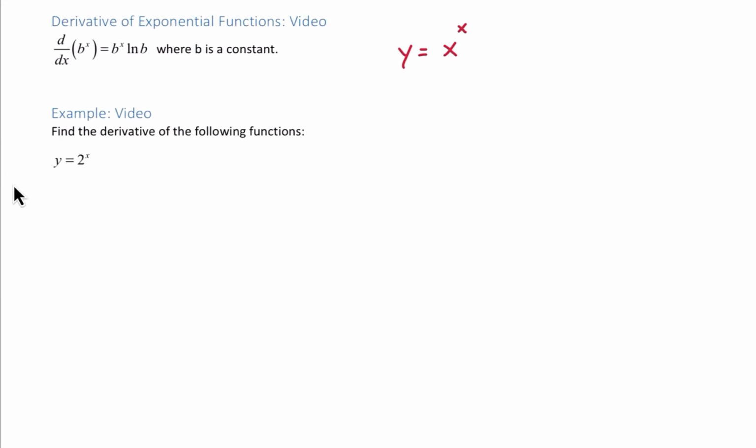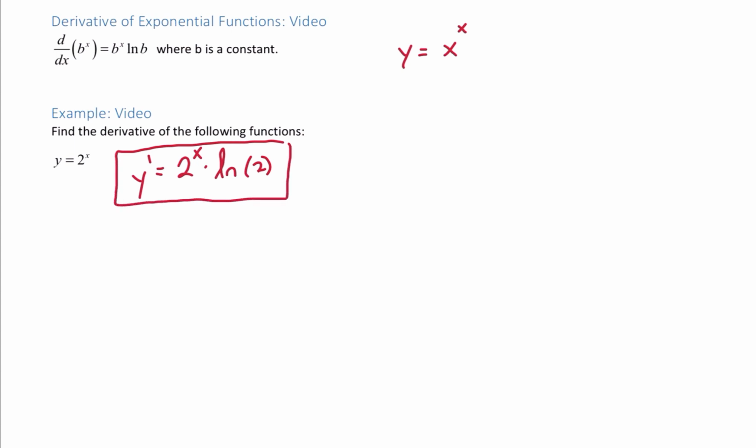For example, let's look at y equals 2 to the x. Notice you have an exponential expression there and the base is a constant. So y prime is, basically we copy what we have to begin with, and then we multiply by the natural log of the base, 2. And that's y prime.